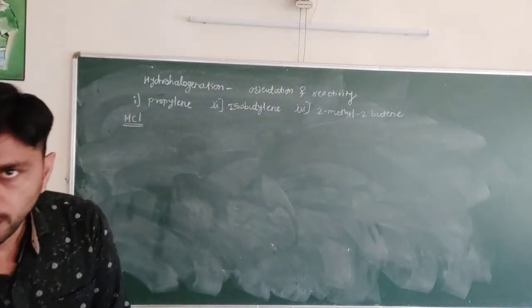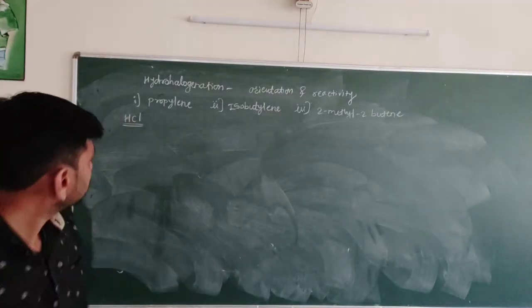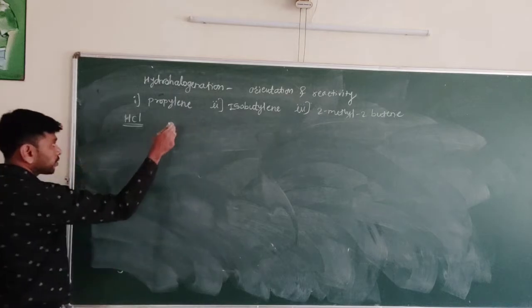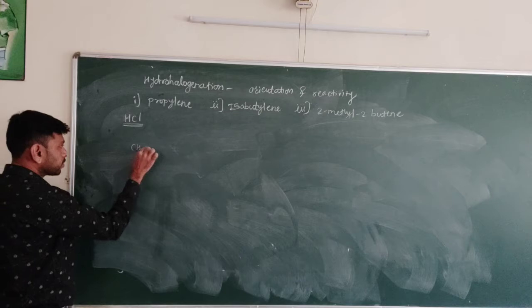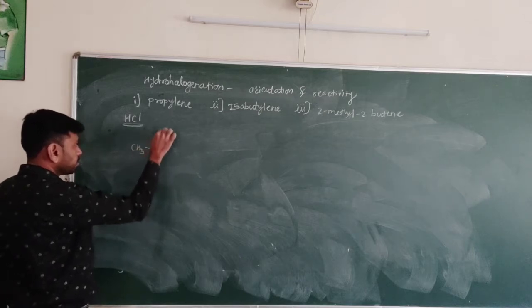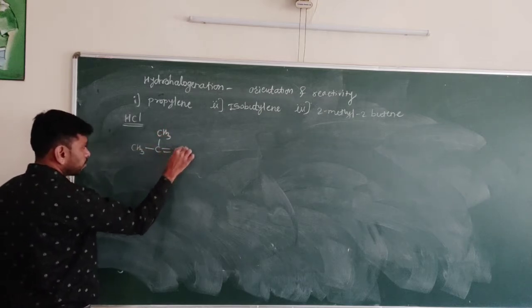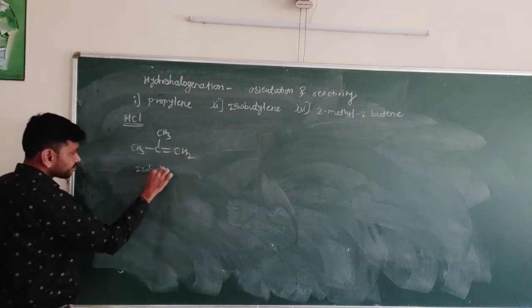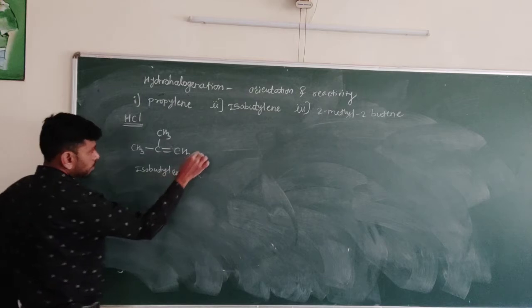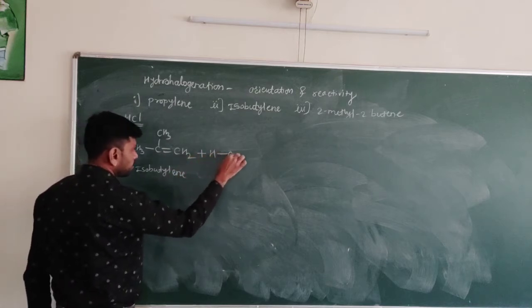Addition of HCl to isobutylene. The structure of isobutylene: CH3, CH3, double bond CH2. So this is isobutylene. Addition of HCl to this isobutylene.